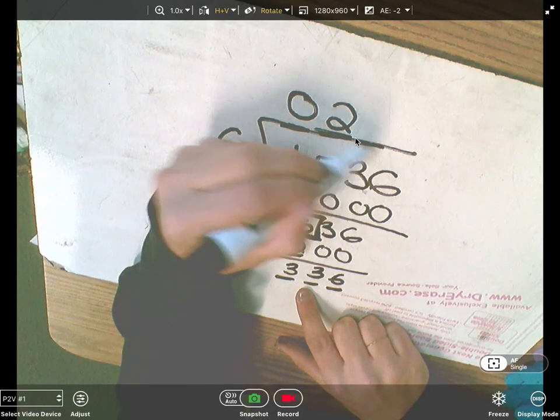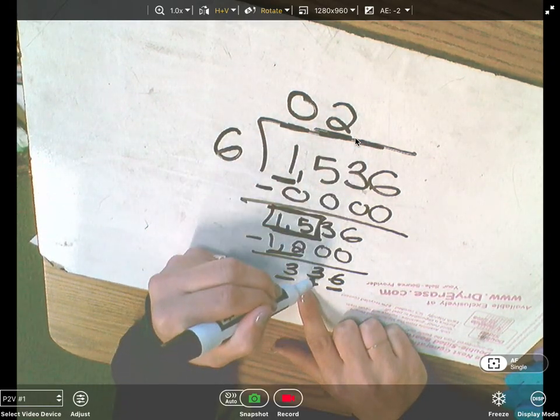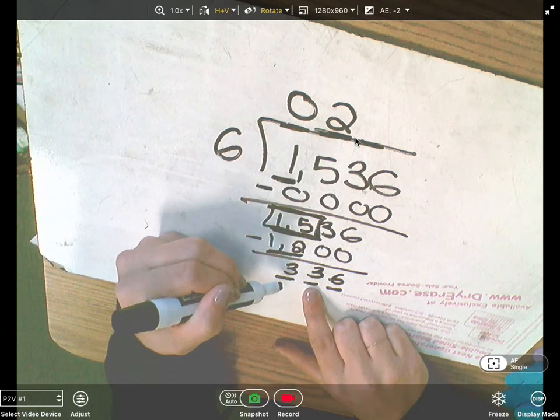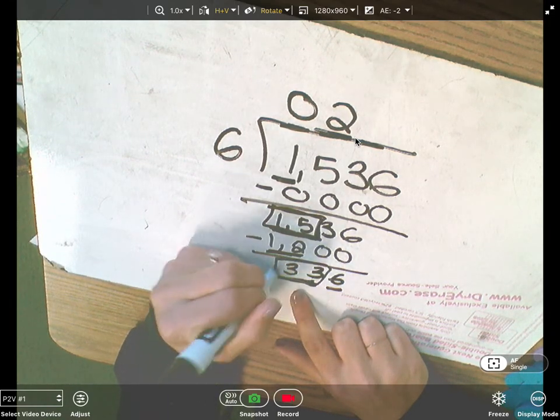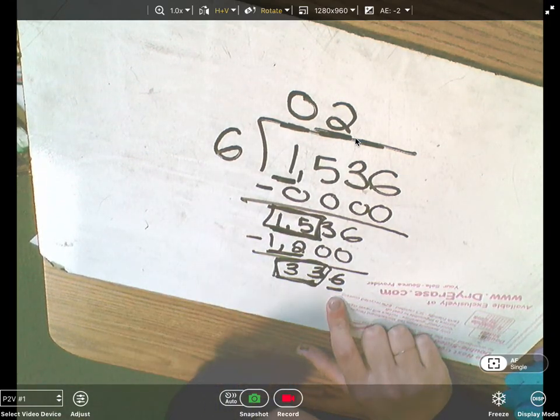Now I'm in my tens place right here. So if I go down, I have 3 tens, but I had those 3 extra hundreds that I didn't give away, so I need to regroup those. So again, now I have 33 tens. I still have 6 ones, but I'm going to divide those up later.